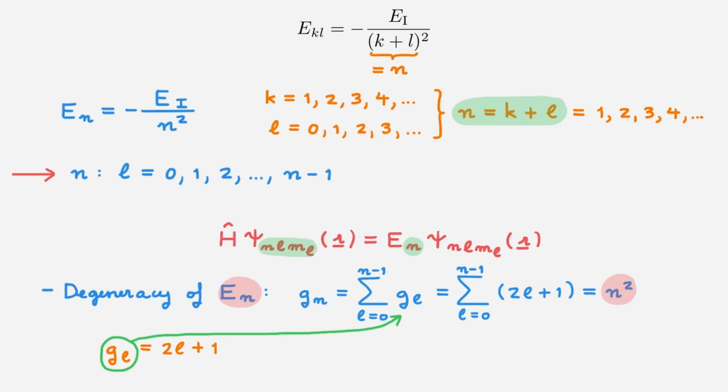It's important to add a small clarification to this result. We're working with the non-relativistic Hamiltonian of the hydrogen atom. If we considered electron spin, then the degeneracies we found would actually double. And if we considered additional relativistic corrections, then some of these degeneracies would actually be lifted. But more on that in the videos linked in the description.